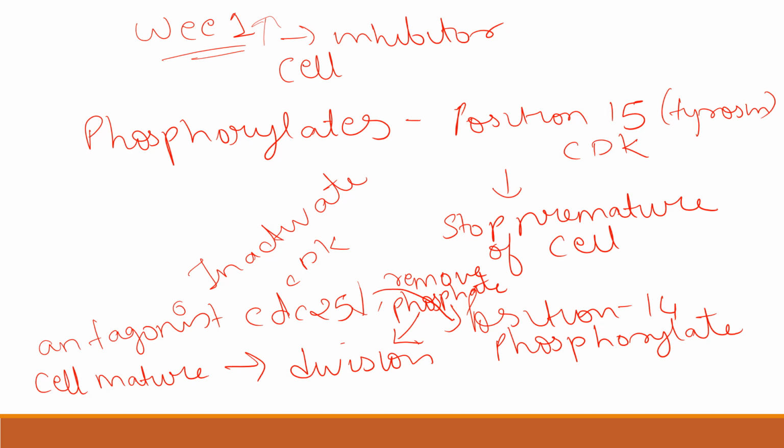So this Wee1 is antagonist to CDC25, and when the cell is mature, this CDC25 comes into the picture and would ultimately help in dephosphorylating, or removing the phosphate of position 14 and 15 of CDK, and then the cell can go for cell division, right?